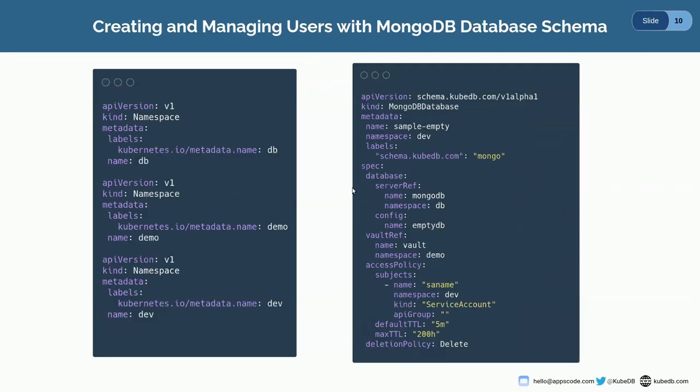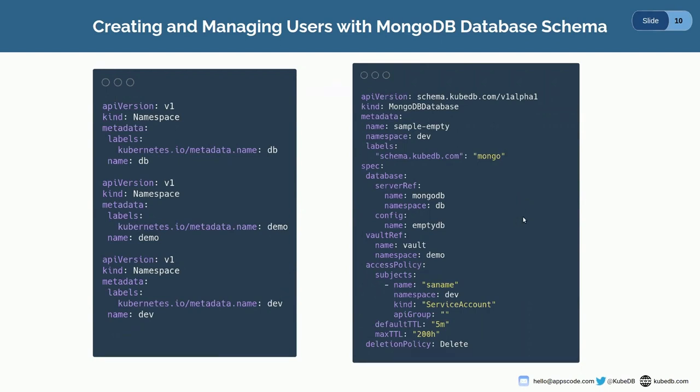For the demonstration purpose, I have already created 3 namespaces: db, demo, and dev. In the db namespace, the MongoDB server is running. In the demo namespace, the Vault server is running. And in the dev namespace, I will apply the schema manager YMLs.